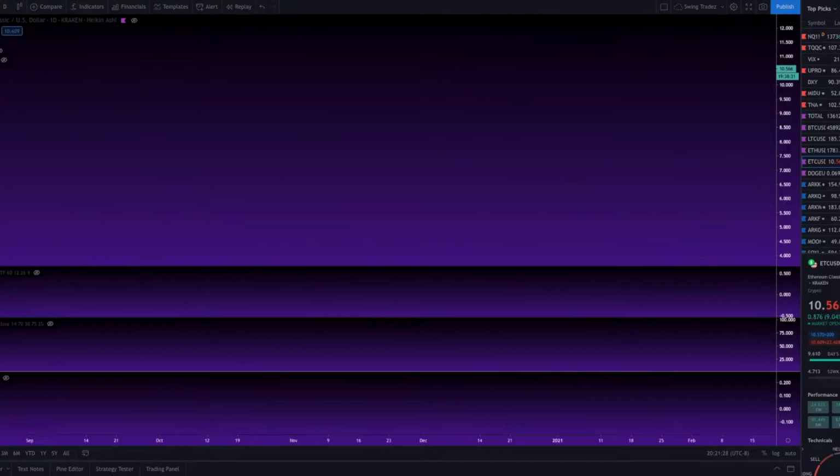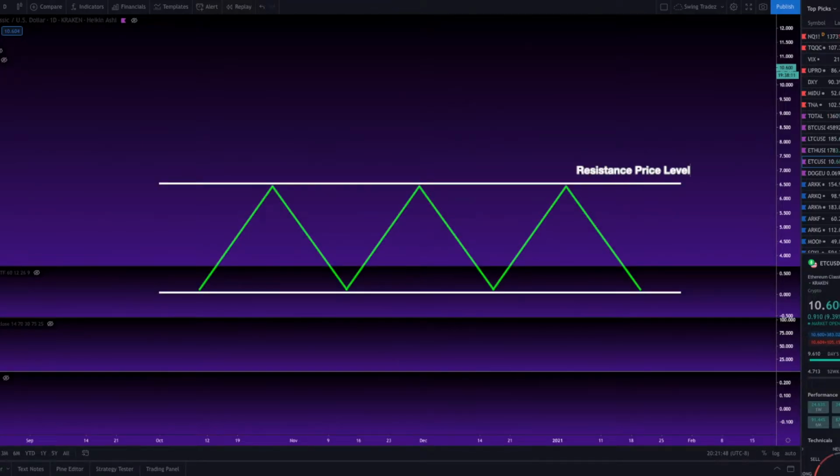Moving on, I want to now talk about a sideways trading channel. A sideways trading channel is where the price action constantly bounces around between a level of support and resistance. There are some traders who only trade sideways trading channels. Here we're going to go over a quick example.